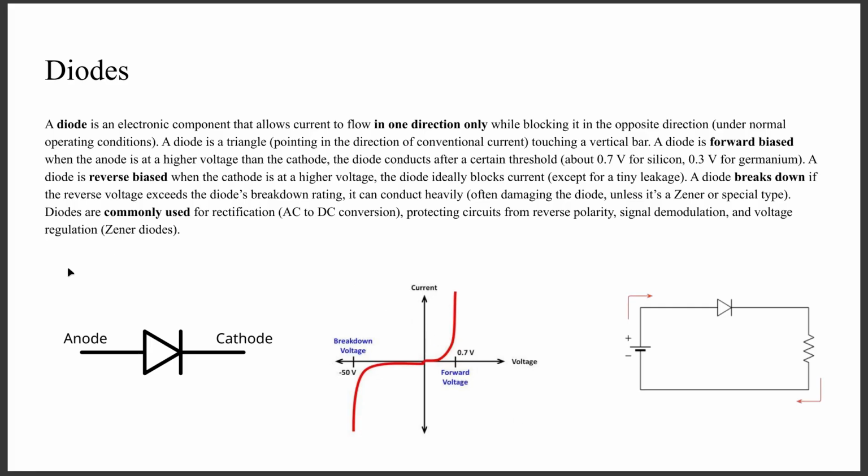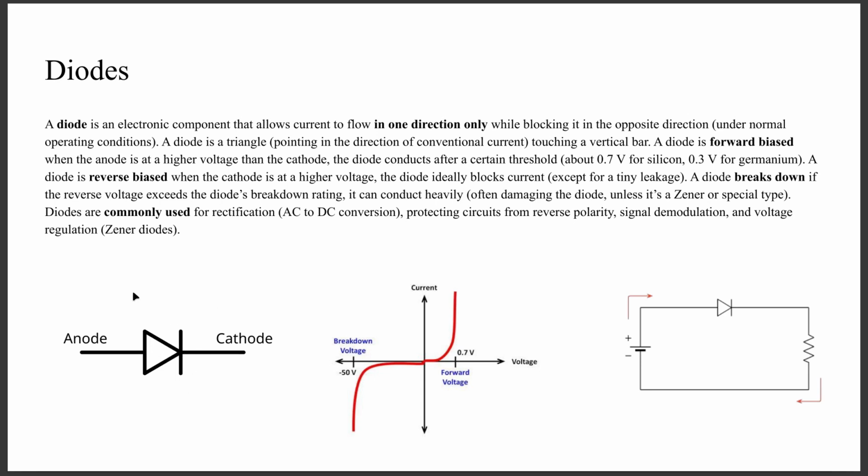Alright, diodes. A diode is an electronic component that allows current to flow in one direction only, while blocking it in the opposite direction under normal operating conditions. A diode is a triangle pointing in the direction of conventional current, touching a vertical bar.